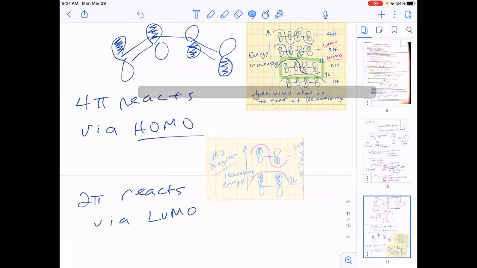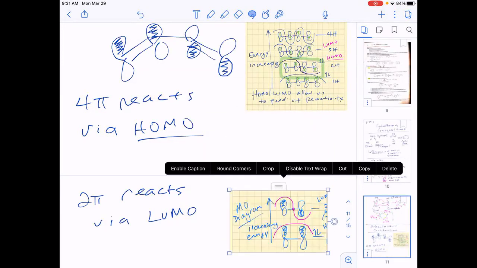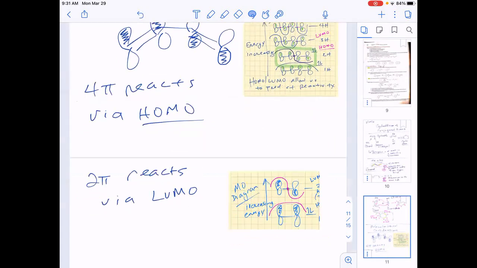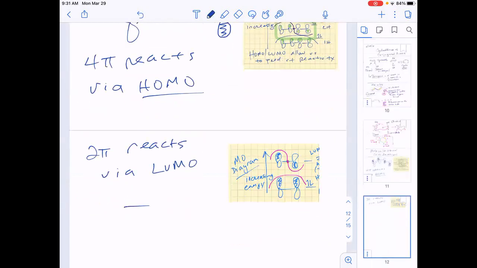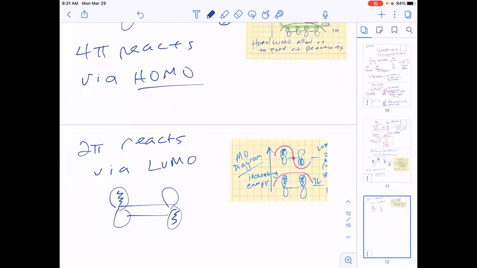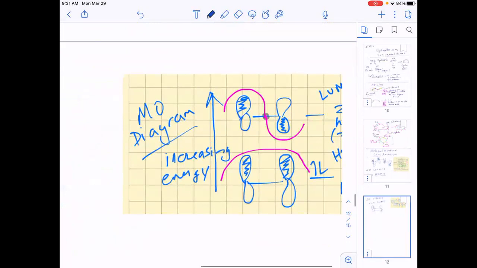All right, so this is the 2-pi system right here, right? So the LUMO of the 2-pi, if I draw that out, looks like this. Everybody agree? You can see on the diagram that I imported, right? The LUMO is empty. That's important.